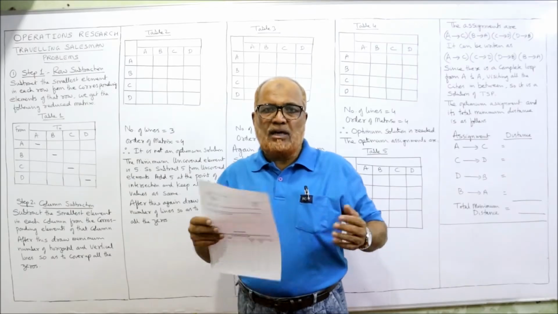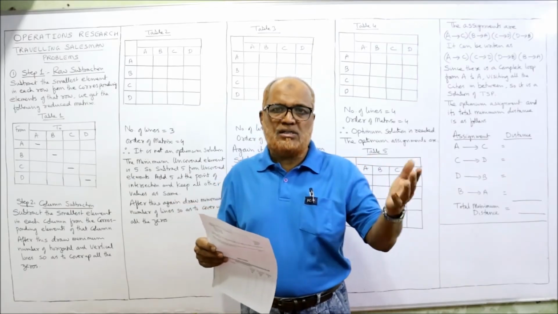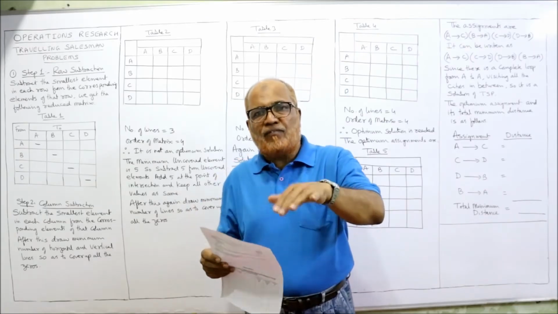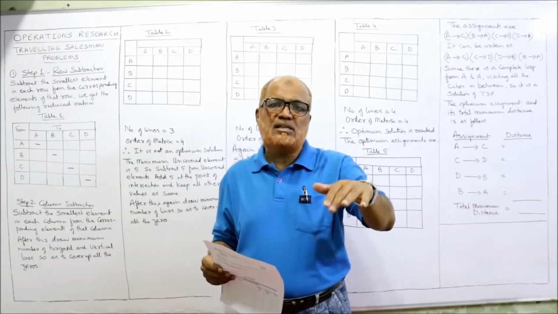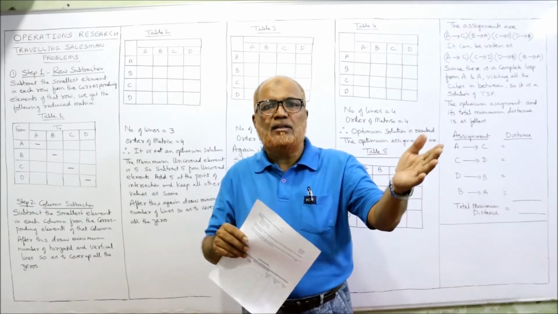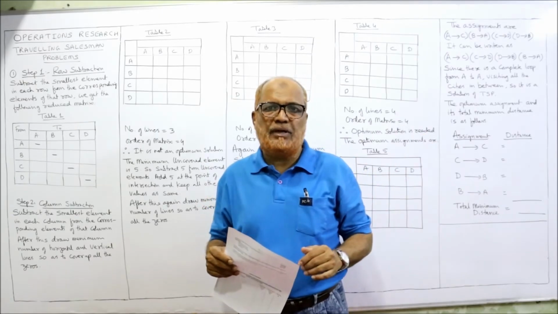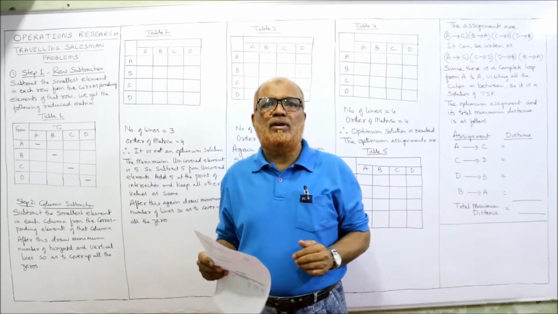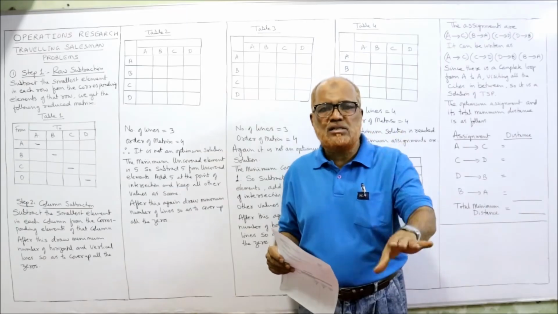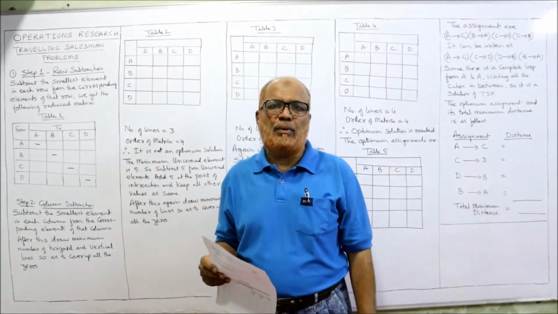From A, he can go either to B or C or D. Suppose he goes from A to B, from B he can visit either C or D. Similarly, first he can go from A to D, then C, then B. Like that, different paths are available. So we have to find out that path through which the distance traveled should be minimum.